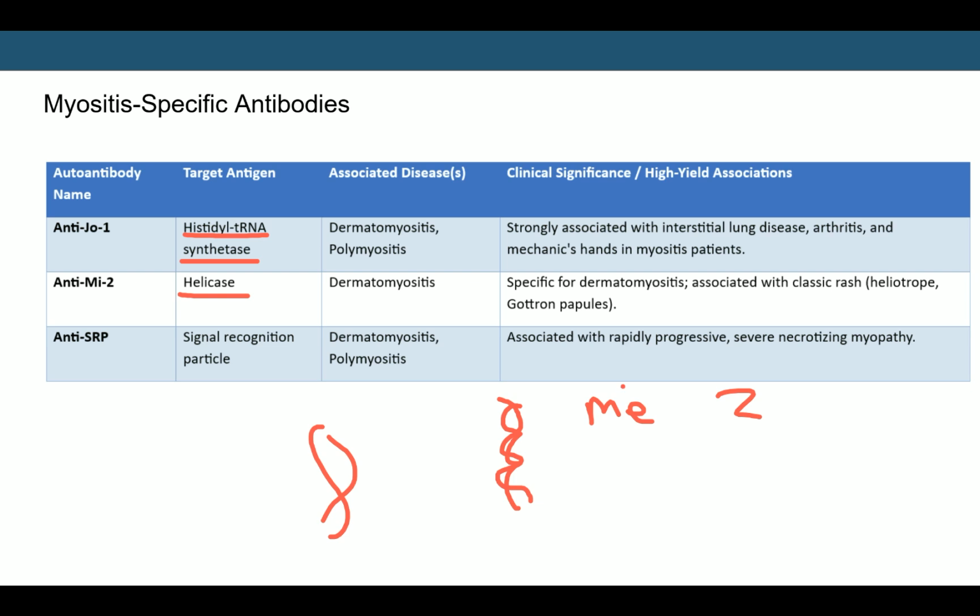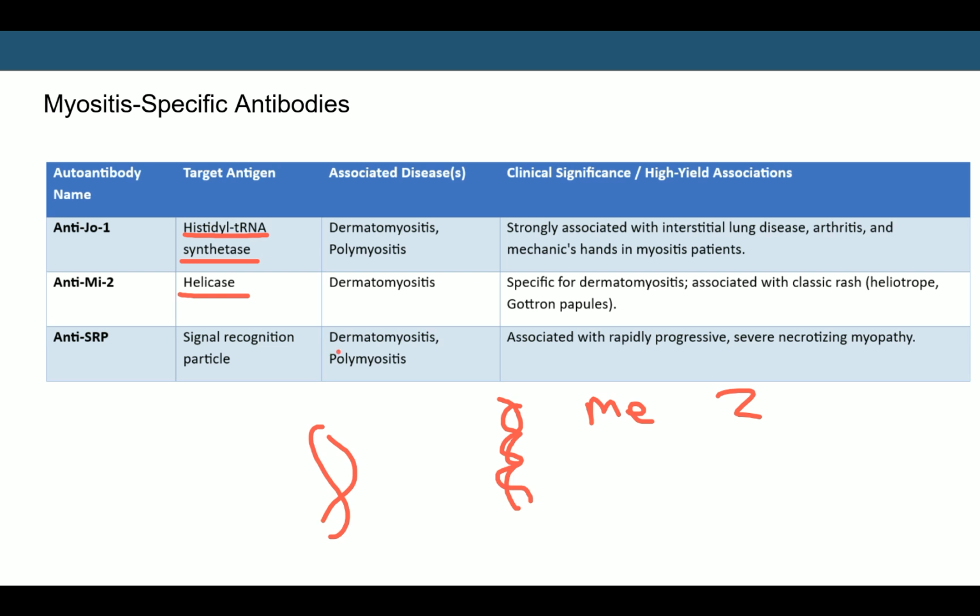It's associated with dermatomyositis, and it's specific for dermatomyositis. It's associated with the classic rash, which is the heliotrope, and Gottron papules. You should look this up. It's pathognomonic for dermatomyositis. And anti-SRP means anti-signal recognition particle or peptide, and it's associated with both dermatomyositis and polymyositis.